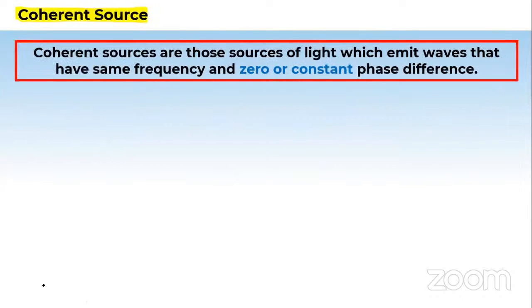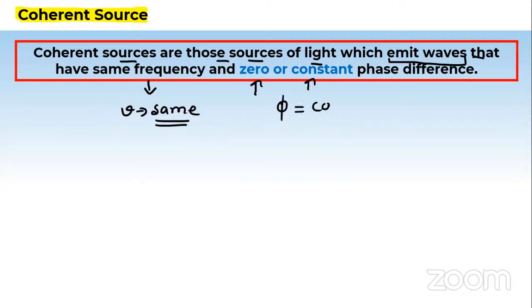So if you focus on the definition of coherent source, students, coherent sources are those sources of light which emit waves that have one thing common, that is having the same constant frequency. The more precise word is the same. And those sources of light which emit waves having the same frequency must also have in between them zero or constant phase difference. So phase difference between them must also be constant.